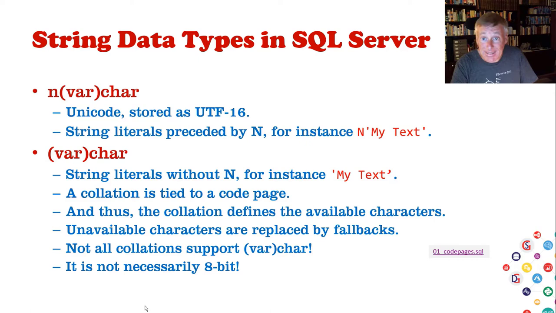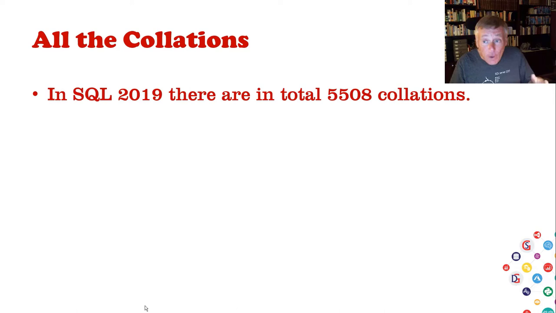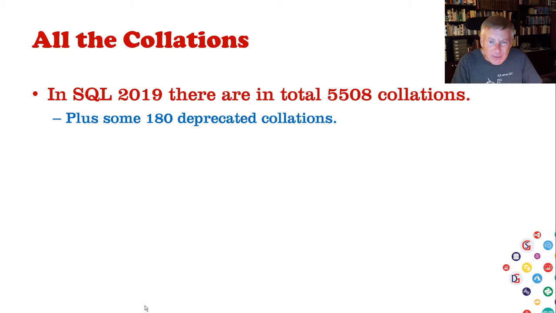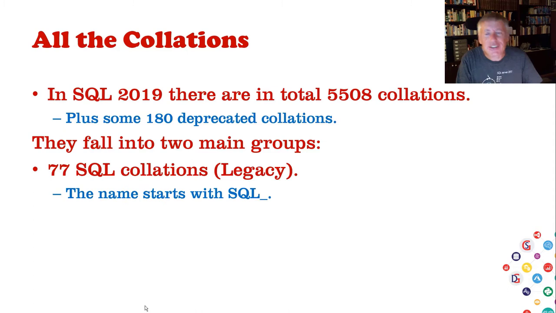Now let's talk about all the collations. In SQL 2019, there is a frightening number of 5,508 collations. And actually, there are about 180 more that are deprecated that you need extra tricks to see. They fall into two main groups. There are 77 so-called SQL collations, which are legacy, which I will return to later on. The only thing I'm going to say right now is that you can recognize them by the fact that the name starts with SQL underscore.